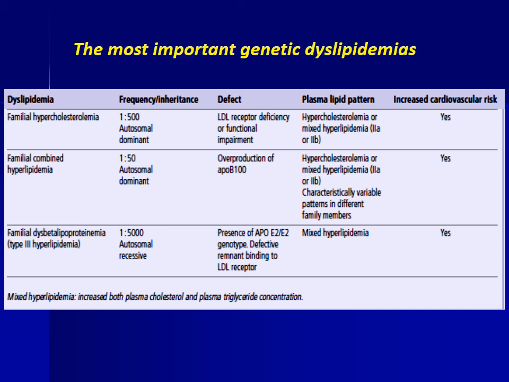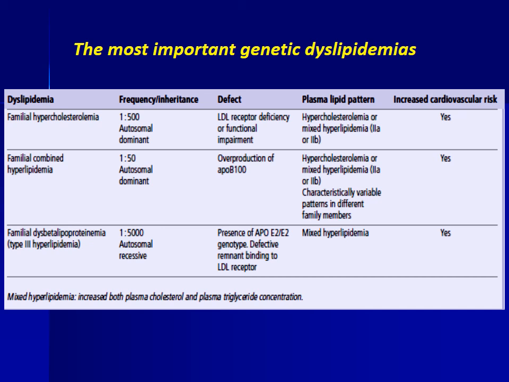Familial combined hyperlipidemia, the frequency of inheritance is 1 in 50 and the inheritance type is autosomal dominant. The defect is overproduction of ApoB100. The plasma lipid pattern, hypercholesterolemia or mixed hyperlipidemia, 2A or 2B. Characteristically variable patterns in different family members. Increased cardiovascular risk, yes.